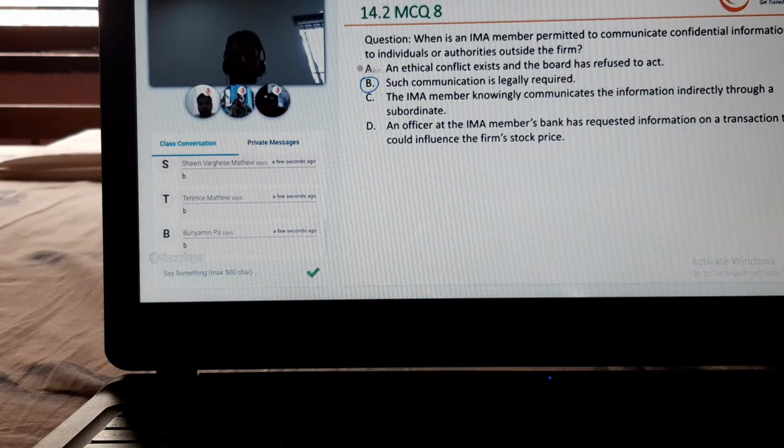So we got the best point there, but let's read the rest. IMA member knowingly communicates the information indirectly through subordinates. That is not really a professional activity. Then an officer at the IMA member's bank has requested information on a transaction that could influence the firm's stock price. If you are authorized, you can, but if you are not authorized, you cannot.